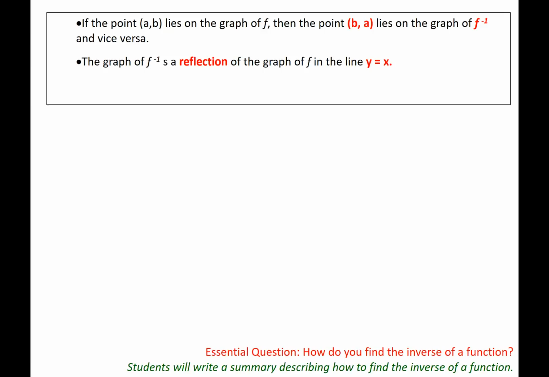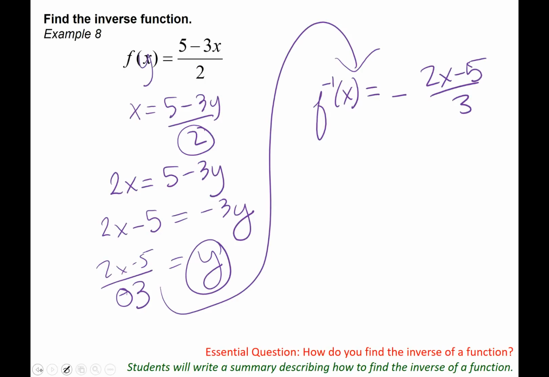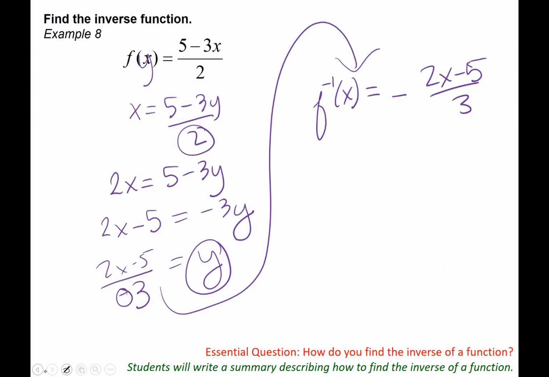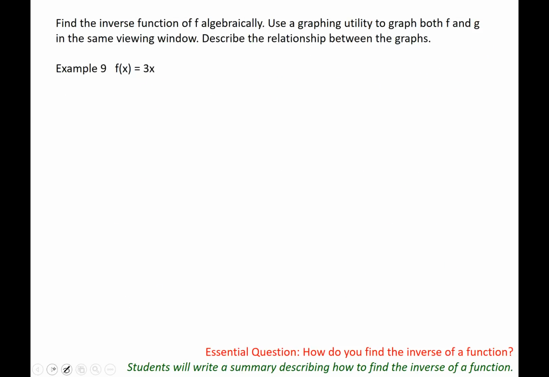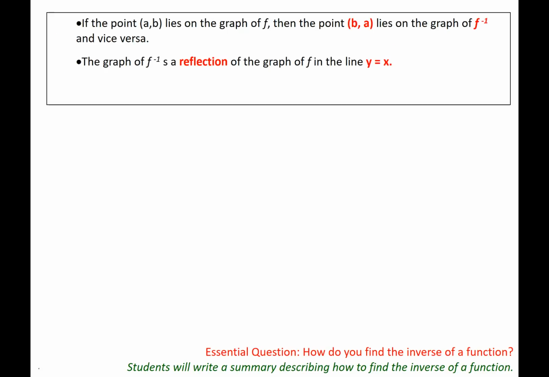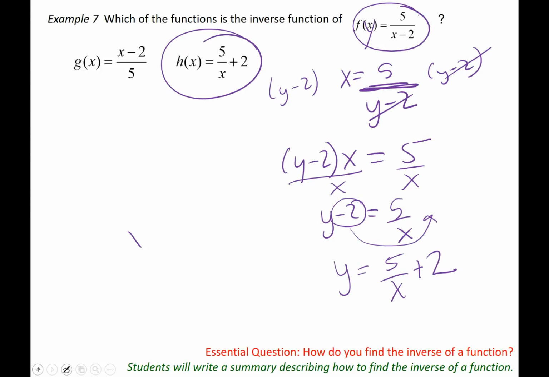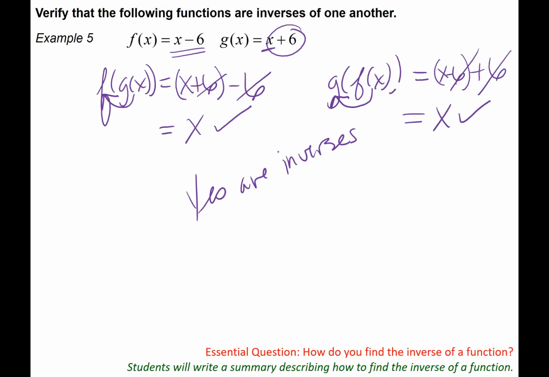So remember yesterday, when we were checking to see if, let me find the ones where we were checking. Got these ones here, where we had to compose one function with the other, and we got that they had to equal x. Well, there's a reason why that has to happen.